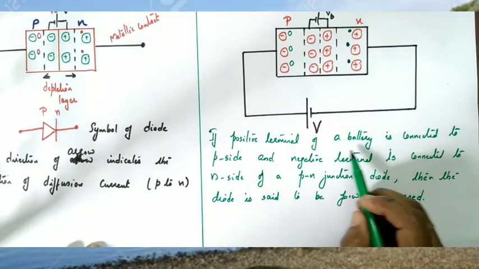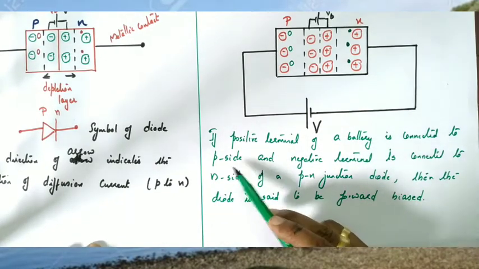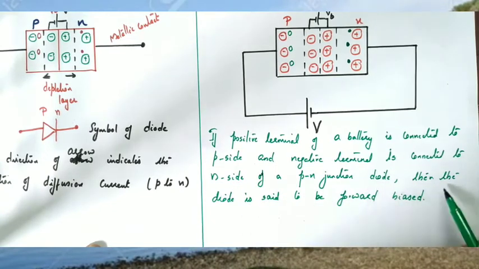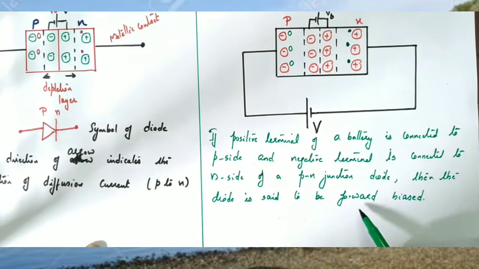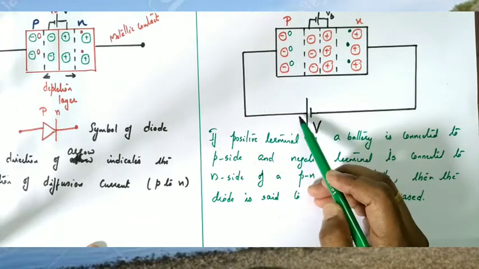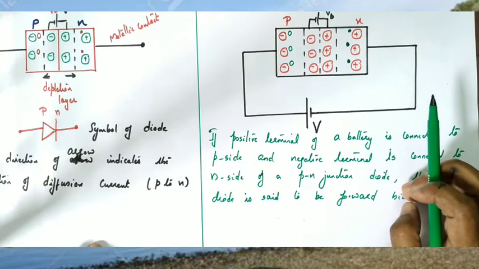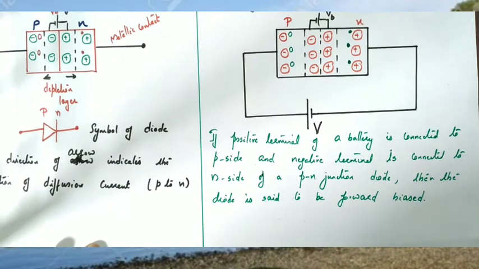So, if the positive terminal of the battery is connected to the P side and the negative terminal is connected to the N side of a PN junction diode, then the diode is said to be forward biased. P connected to positive terminal, N connected to negative terminal, and this arrangement is called forward biased.